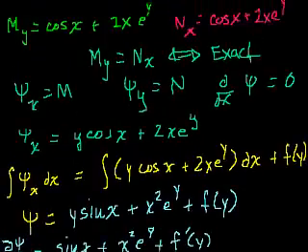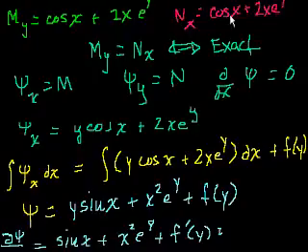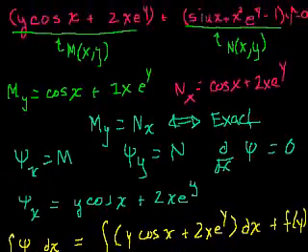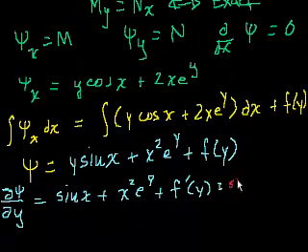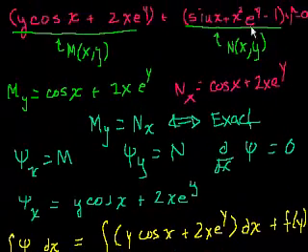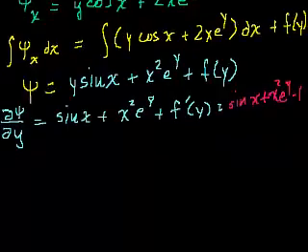So our N is up there. Oh no, sorry, our N is up here. Sine of x plus x squared e to the y minus 1. That was just our N from our original differential equation.